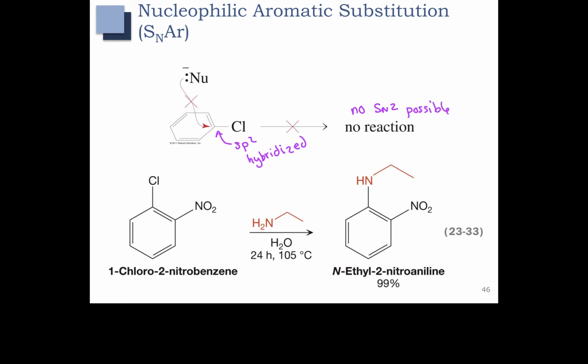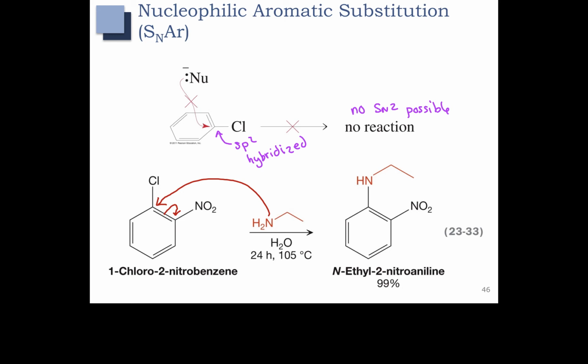So that means it cannot do an SN2 reaction. No SN2 reaction is possible because we have that sp2 hybridized carbon. We can, however, do a nucleophilic aromatic substitution, or SNAr reaction, where the nucleophile can attack the carbon that is attached to the chlorine, or the leaving group here, and then we push electrons onto the benzene ring. This can happen for two reasons.